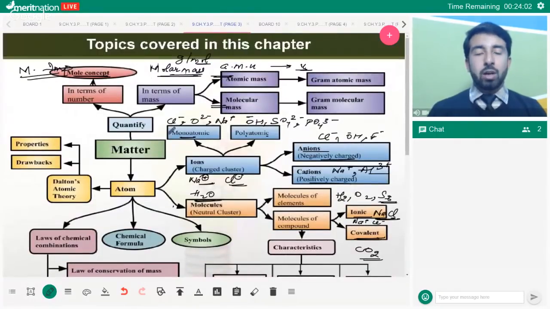Very good. So that was a quick review of all the topics of your chapter. The most important part of this chapter is your mole concept. Similarly, for atomic and molecular mass, you can be asked to calculate the molecular mass by being given the formula. What is the difference between mole and molecule? Mole is the unit to measure the amount of substance. But molecule is not a unit. It's basically a combination of atoms.